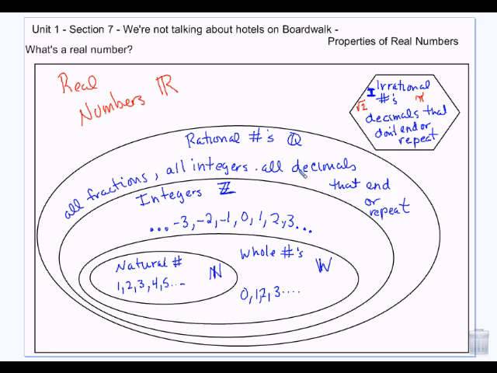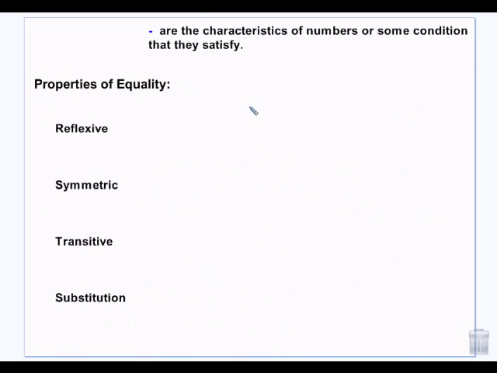Now, we have real numbers, and then we have imaginary numbers. We're not going to do those yet, but they come up in Algebra 2. That's the difference. But real numbers all follow the same properties, no matter which of these circles or hexagons they're in. So real numbers all satisfy the same properties. They are reflexive, which means A equals A. 2 equals 2. You can remember the reflexive property because it looks like a reflection.